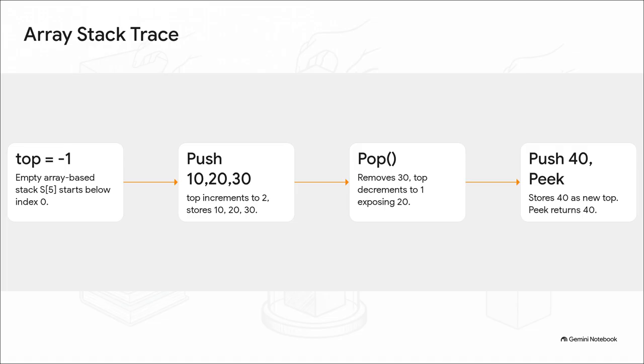Finally, step 4, we push 40. The top increments back up to index 2, and 40 overwrites that space. If we call peek right now, the system just glances at index 2 and says, hey, the top is 40. So from bottom to top, our stack is holding 10, 20, and 40.